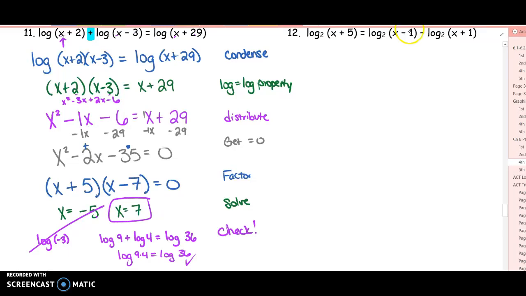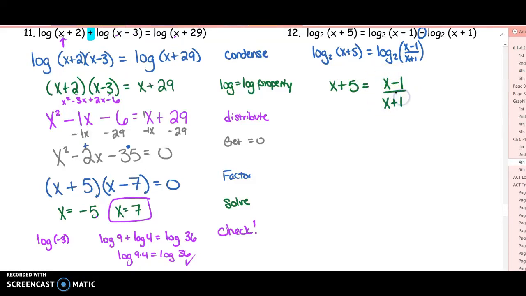Our first step in number 12 is to condense. And what I see is on the right side we have two logs, and they are connected with a minus sign. What does a subtraction sign between the logs equate to? Inside, it equates to divide. So this is log base 2 of x plus 5 equals log base 2 of x minus 1 over x plus 1.